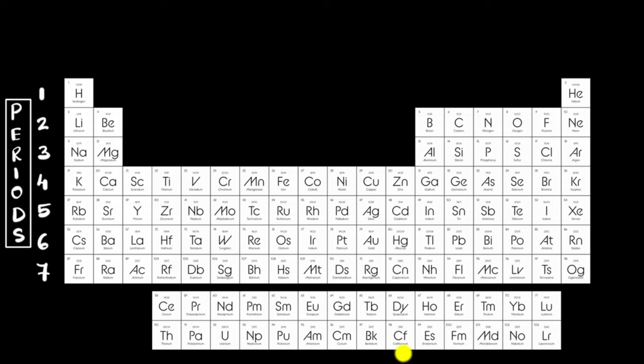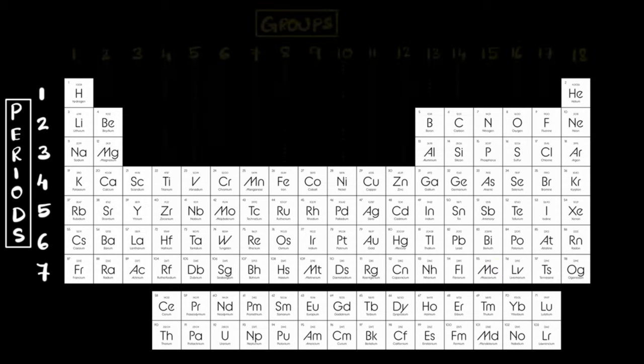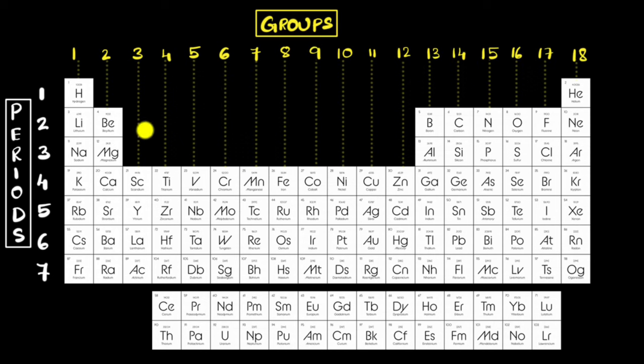I'm sure you must be wondering, what about these elements? We'll get to them in a second. But the second one is the vertical groups. So the vertical columns are called groups. So this is group 1 elements, group 2 elements, and so on and so forth up till group 18 elements.